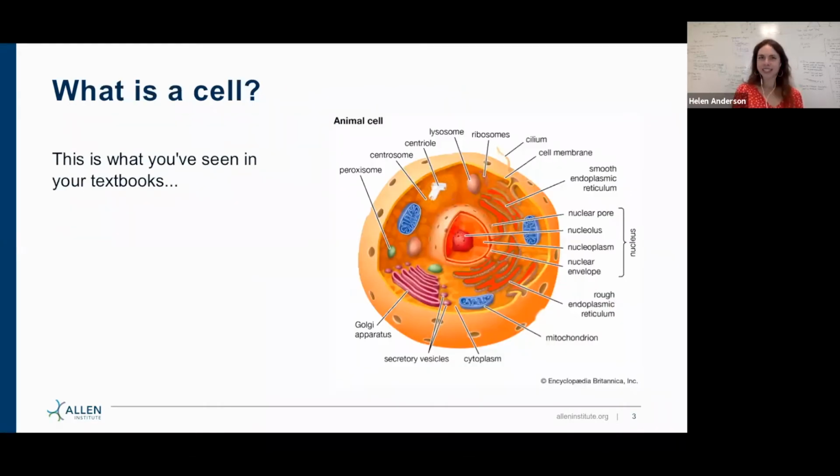Now, what is a cell? This is what you've seen in your textbooks. Many textbooks contain these images of brightly colored golf balls filled with neatly labeled structures. But what exactly is that?